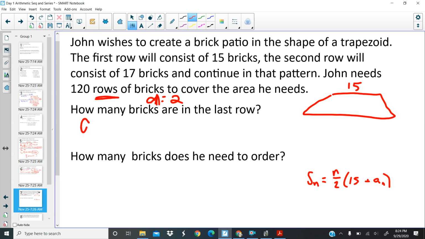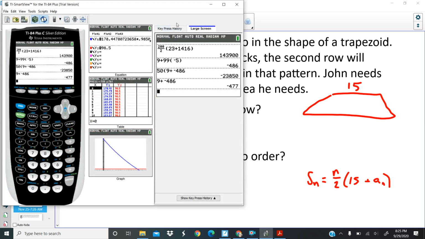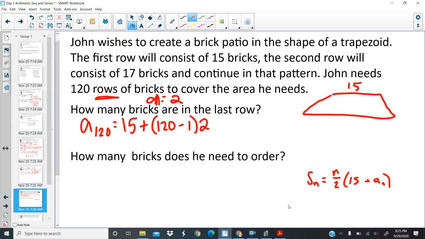So we would be looking for A sub 120. And then that's going to equal the first term, so that's how many bricks are in the first row, which is 15. And then plus n minus 1, so that's going to be 120 minus 1, times the common difference, which is how many bricks we're adding each time, which is 2. And so then I'm just going to go ahead and calculate that to tell me how many bricks are in the last row. So that was 15 plus 119 times 2. And that tells me 253 bricks are in the last row.